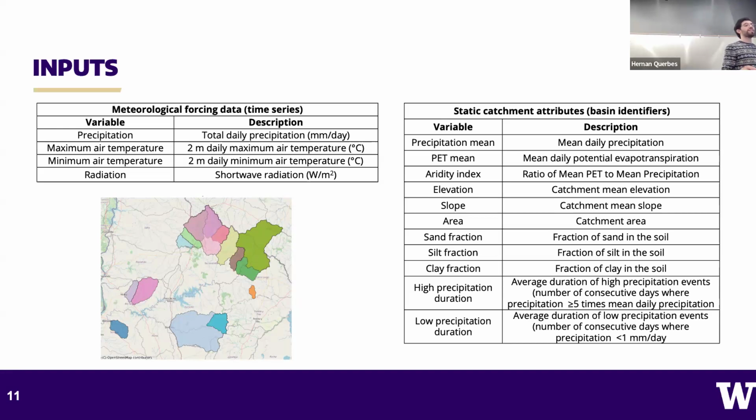And then we have the static catchment attributes, which are these identifiers that I mentioned. Some of them could be the slope, the elevation, the area of the catchment, also different fractions in the soil, such as the sand, silt, or clay. This is very useful to exchange information between basins.